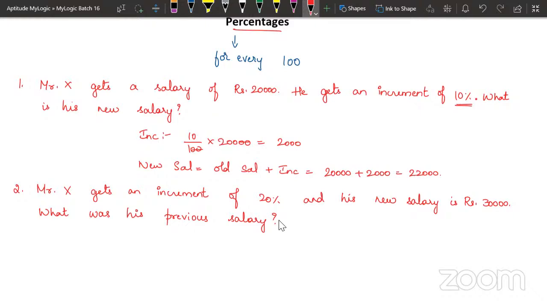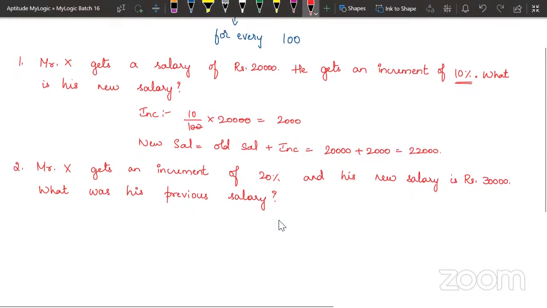Increment is 20% and new salary is 30,000. Please tell me what is the previous salary? Excuse me. Previous salary, Madhu, it is not 6,000. Can you please check?